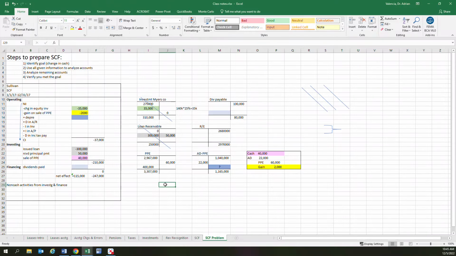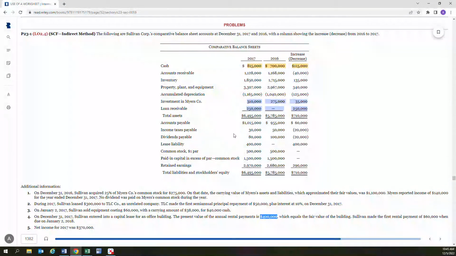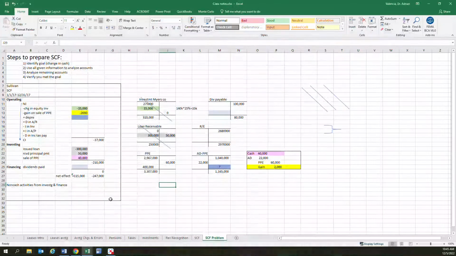And then the credit here would be to a lease liability, which I don't have here, but if you go back to the problem, you'll see how, if you wanted to, you could create that T account. Lease liability went from 0 to $400,000. So that would explain that increase in that liability. So when we do this transaction, this would be a non-cash activity from investing purposes. So we would go in here and write property, plant, and equipment lease of $400,000.